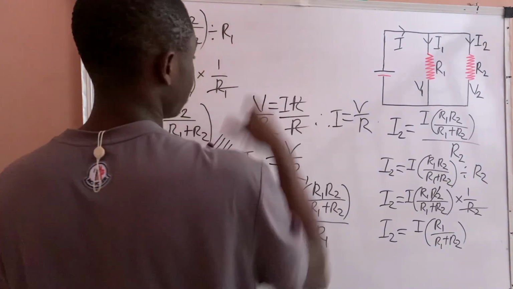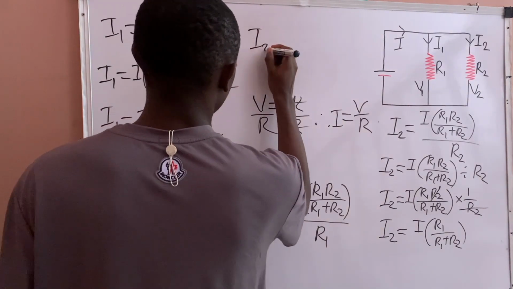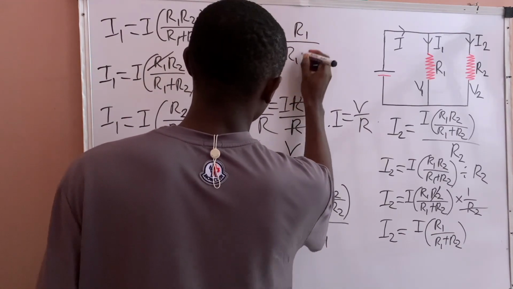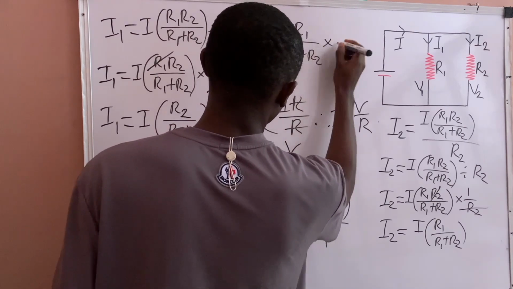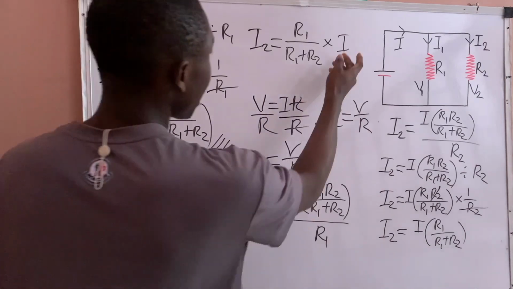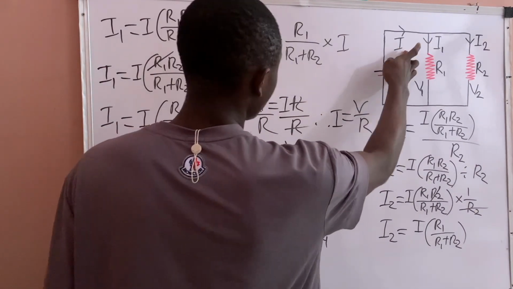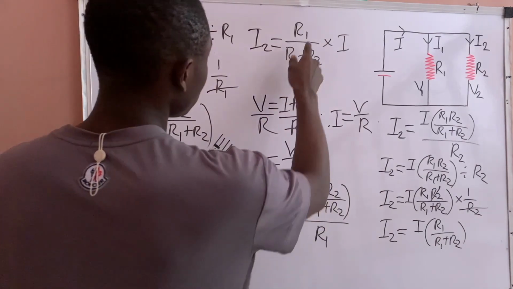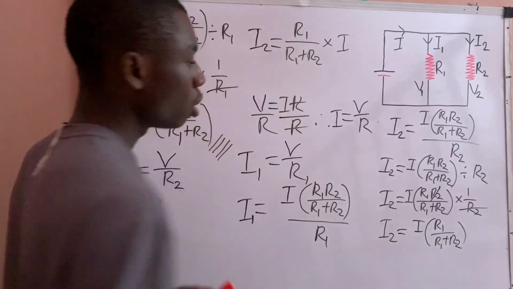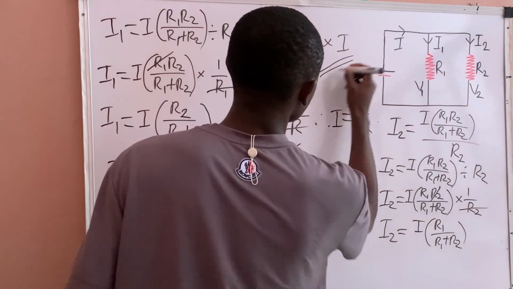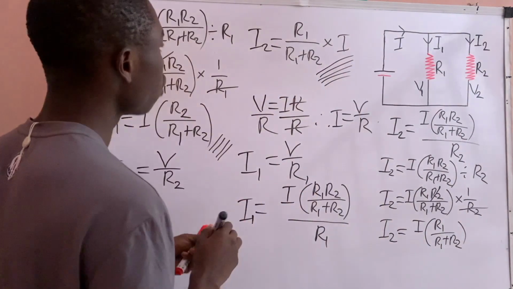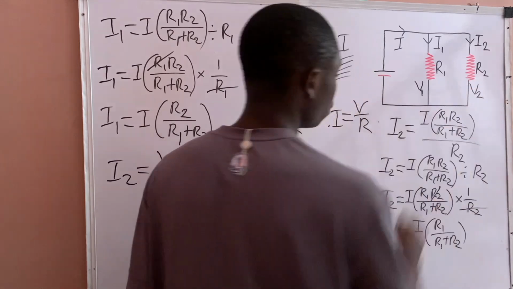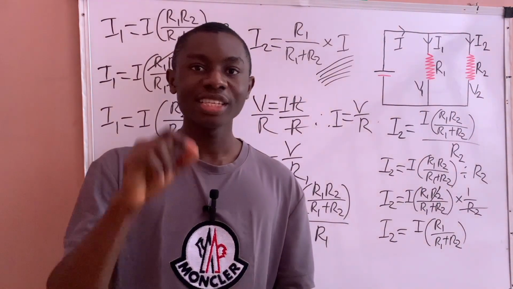which is the same thing as I2 equals R1 over R1 plus R2 multiplied by what? I. So this I now is the supply current, while this I2 is the current across R2. So now this is the current divider rule formula that we will use to calculate the current through the what? R2.